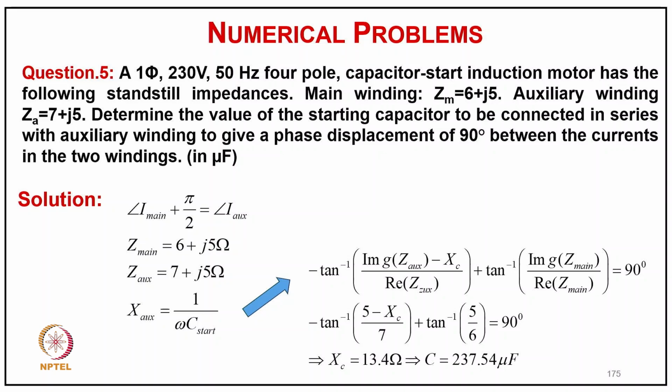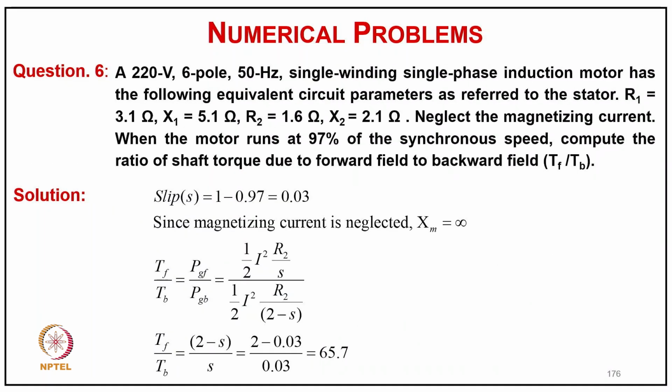So the angle of the main winding current Im plus π by 2 should be the angle of the auxiliary winding current. Z main is given as 6.4 + j5 ohm, and Z auxiliary is 7.5 + j5 ohm, with the capacitor reactance Xc equal to 1 upon ωC. Putting the formula in with the winding current angles, we get X equal to 13.51 and C comes to 37.54 microfarad.